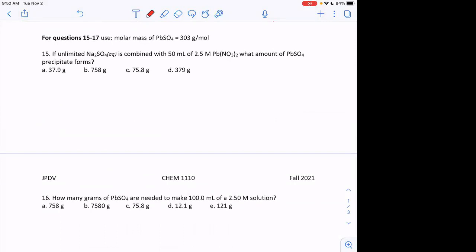Use 15 through 17. Giving you the molar mass of lead sulfate here to save time. And we have a couple questions here on this. If unlimited sodium sulfate is combined with 50 mils of 2.5 molar lead nitrate, what amount of lead sulfate precipitate forms?